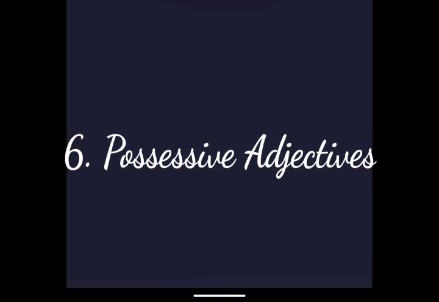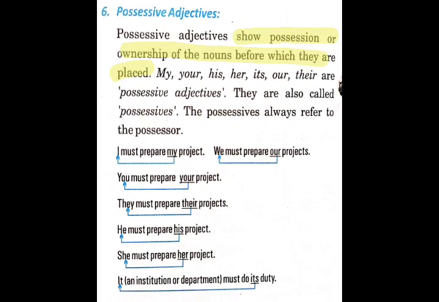The last type of adjectives are possessive adjectives. As clear from the name, they show the possession or ownership of the noun. Means they tell us that to whom does that noun belong. For example, my, your, his, her, its, our, their. These are possessive adjectives. You must prepare your project. Whose project? Your. So your tells us about the project. Who is the owner of that project? So possessive adjectives tell us about the ownership. She must prepare her project. Whose project? Hers. So such words are possessive adjectives.